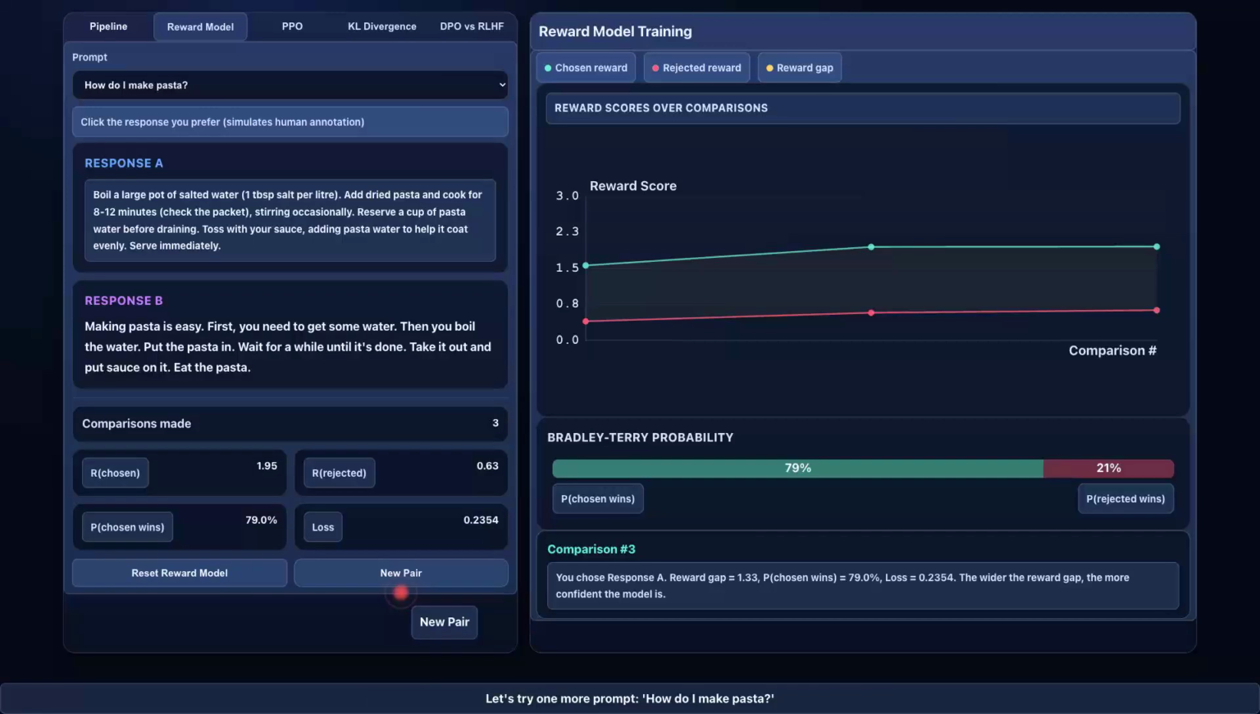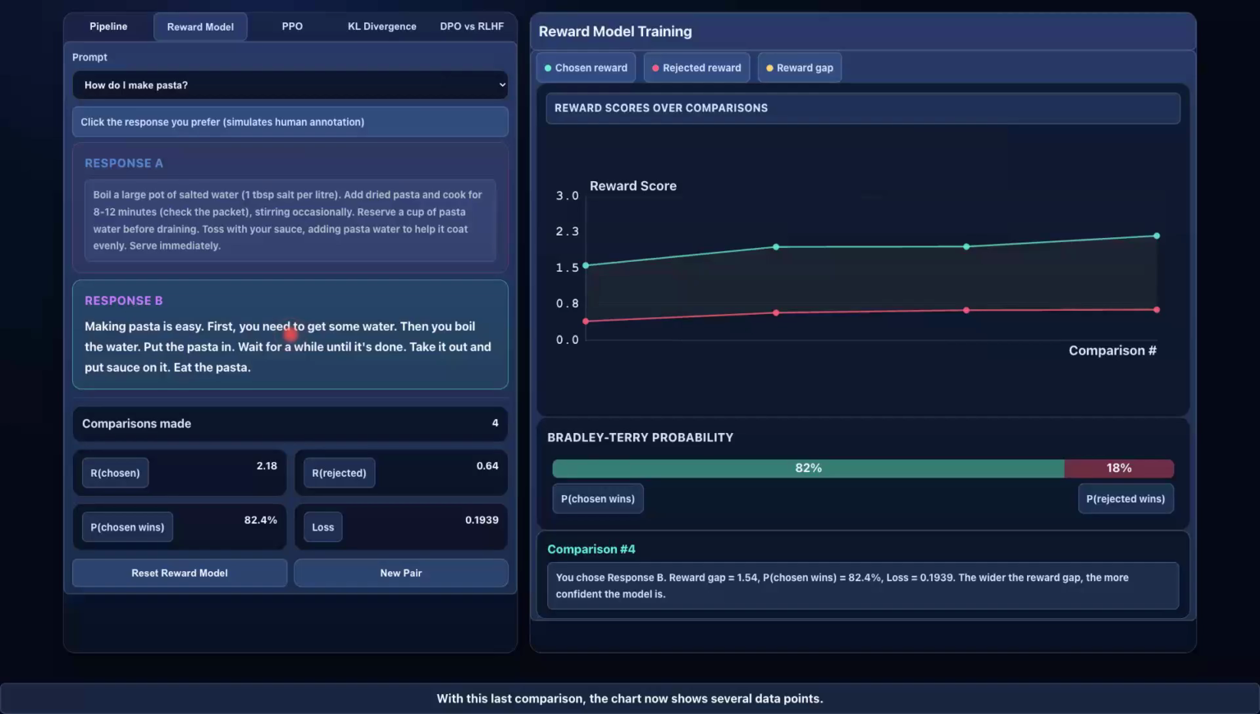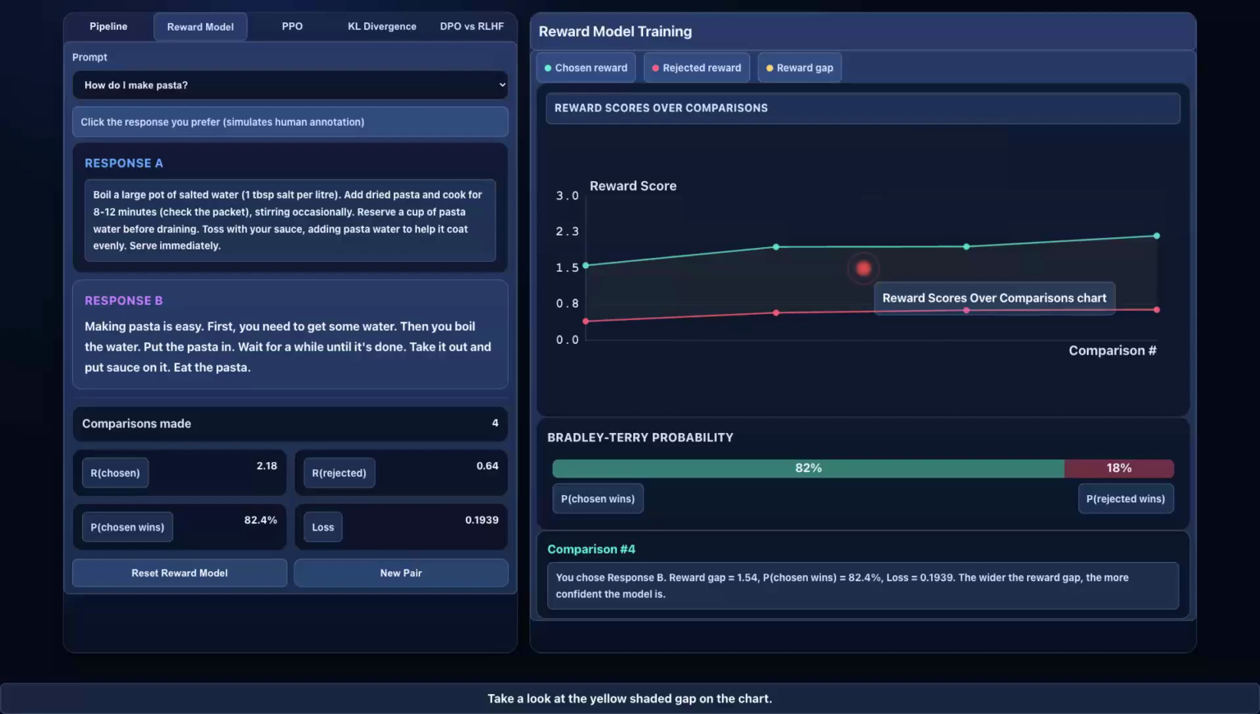Let's try one more prompt. How do I make pasta? This final comparison shows the reward model's ability to generalize across a variety of tasks. With this last comparison, the chart now shows several data points. The growing gap between the lines is a sign that the reward model is successfully learning to distinguish good responses from bad ones. Take a look at the yellow shaded gap on the chart.